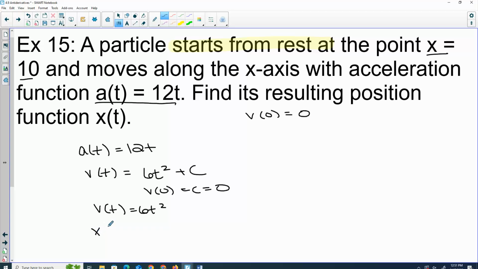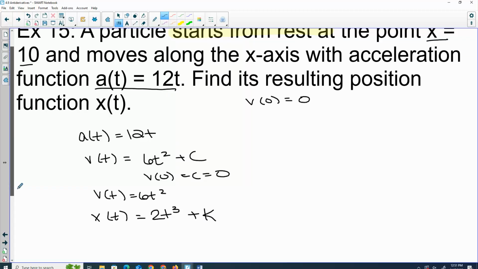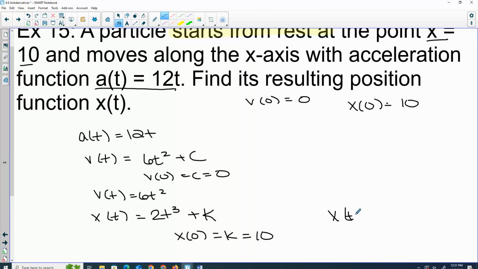Now if I want position, the antiderivative of 6t squared would be 2t cubed plus k. Do I have any information to find k? The point x equals 10, so my beginning position is 10. I plug in 0 for my t, I just get k, which is 10. So the position function is 2t cubed plus 10.